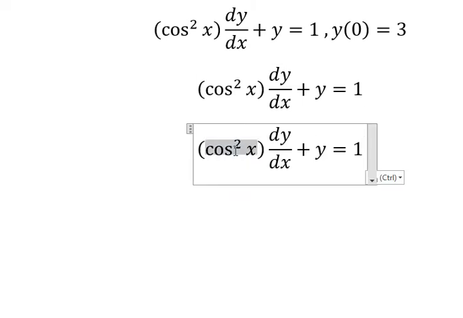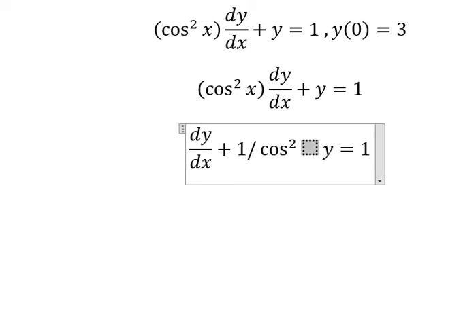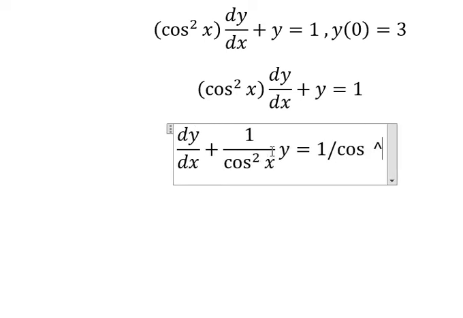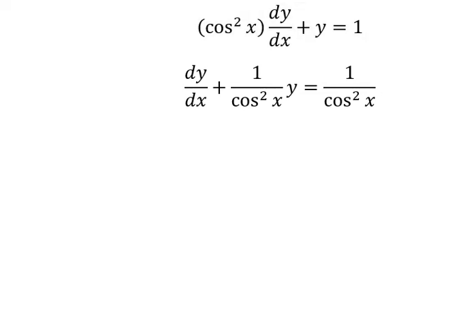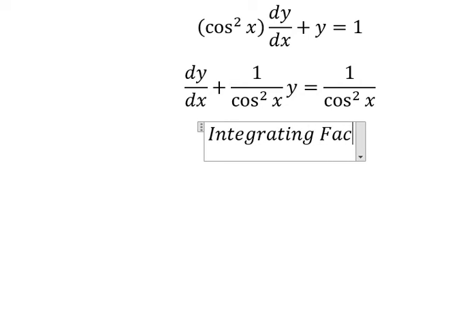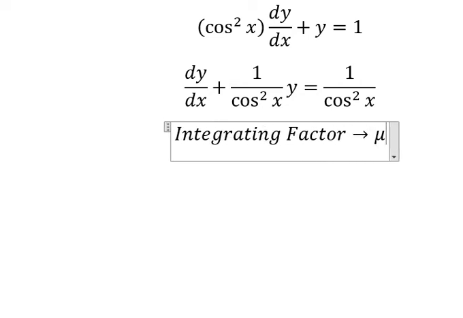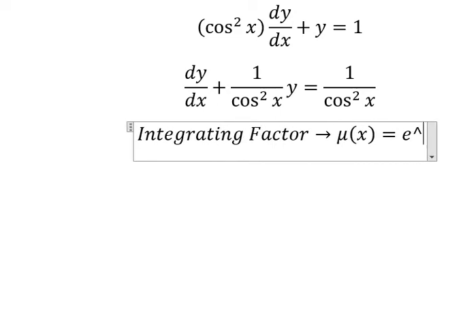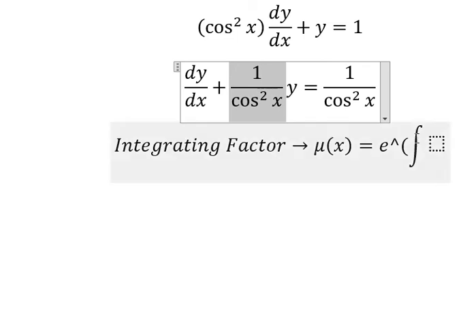We need to divide both sides by cosine s squared. So we have y and first derivative of y, so we can use an integrating factor. So we need to find mu s equals e to the power of the integration. That is about this one.